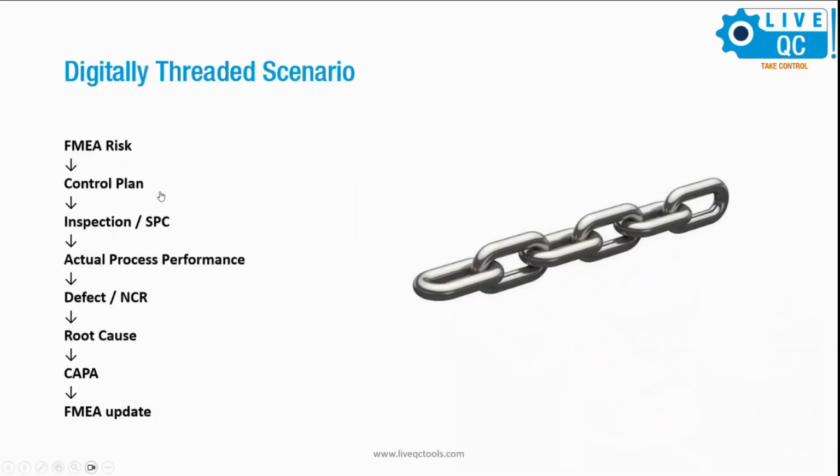When you put this digitally in a threaded format, your FMEA risks and controls look at your control plan. They are tethered together. It is tethered together with your inspection and dynamic SPC. It is tethered together with the actual process performance, defect, NCR, root cause, CAPA, and then the FMEA update. It's a cyclical chain which keeps going as a part of the continuous process improvement that ISO 9001 mandates from 2015 onwards, with risk associated with it being captured.